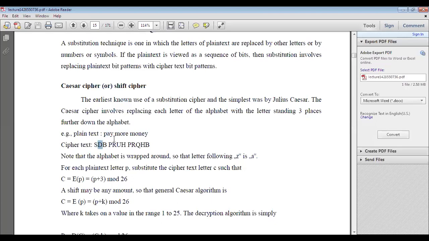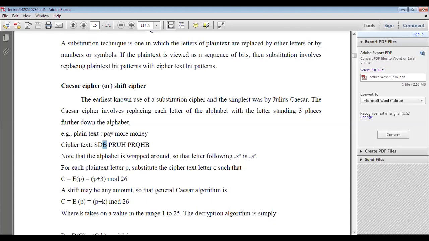So see here, after A, B, C, D. So the D letter we have to replace. Then Y: I want to replace it with the letter Y. After Y, we get Z, and again starting at A, B. What is the third letter here? B.